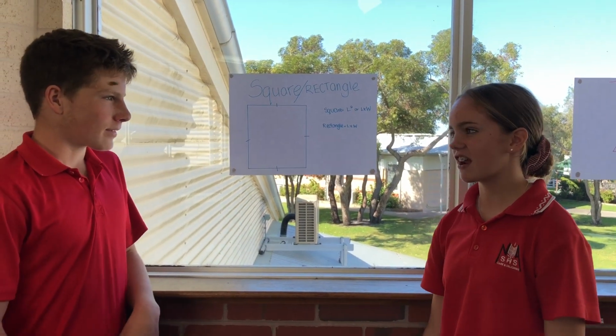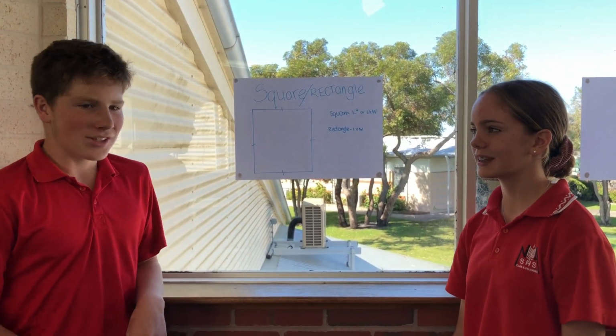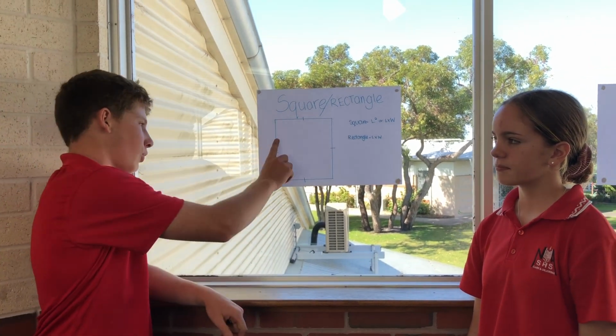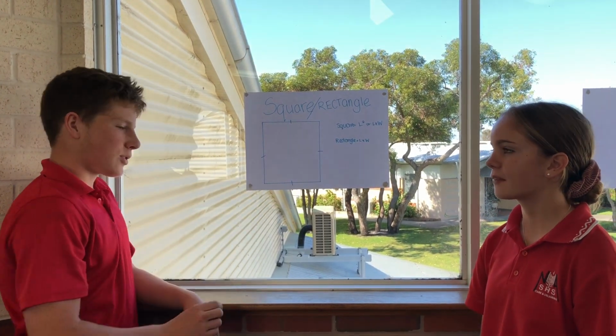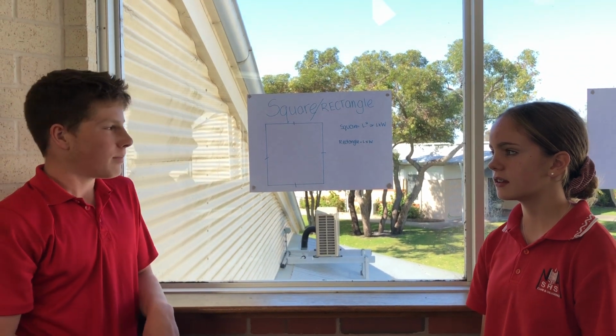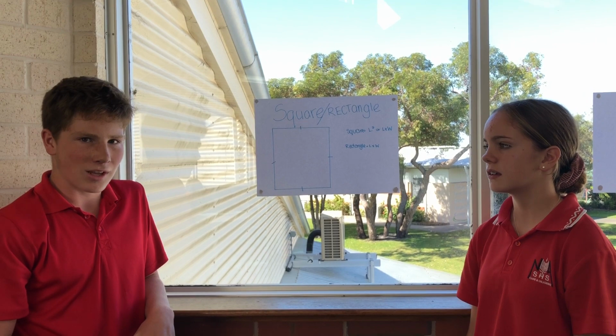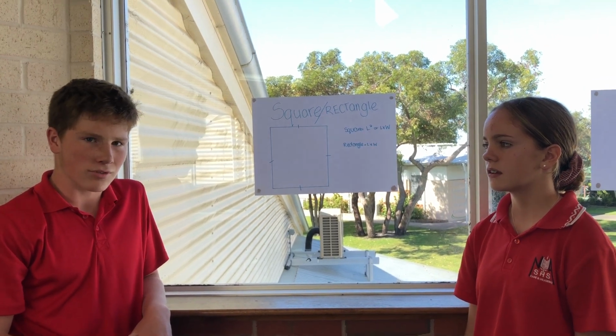Our video is about how to find the area of complex shapes using formulas. How do you find the area of a square and a rectangle? The area of a square is length squared or length times width, because the square has 4 equal sides, whereas a rectangle is length times width because the 2 alternate sides are the same length, as well as the other 2, which are alternate as well.